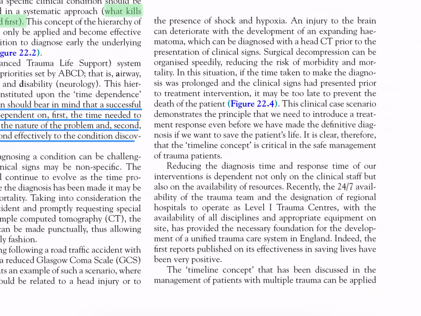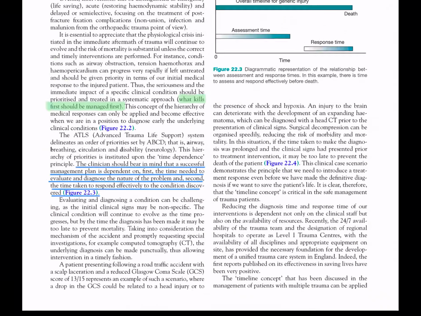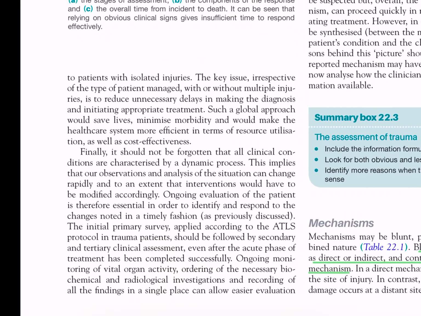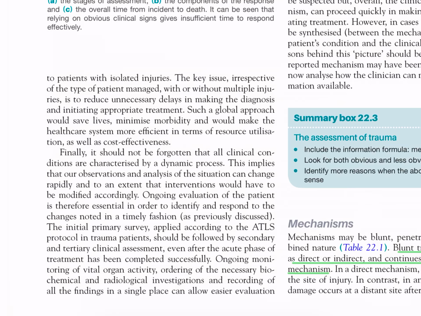The timeline concept that has been discussed in the management of patients with multiple trauma can be applied to patients with isolated injuries. The key issue, irrespective of whether the patient is managed with or without multiple injuries, is to reduce unnecessary delays in making the diagnosis and initiating appropriate treatment. Such a global approach would save lives, minimize morbidity, and would make the healthcare system more efficient in terms of resource utilization as well as cost effectiveness.